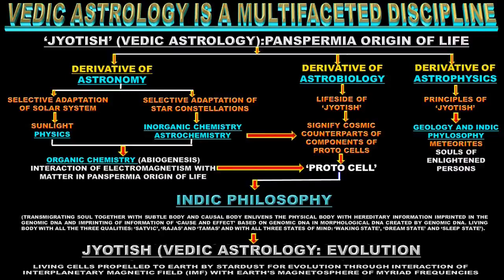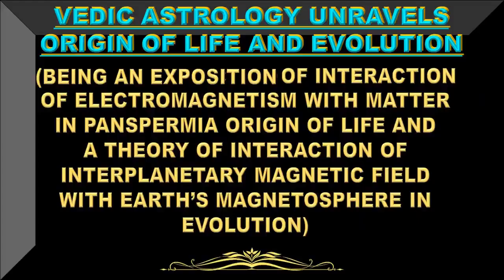Jyotish Vedic astrology for evolution. Living cells propelled to Earth by stardust for evolution through interaction of interplanetary magnetic field IMF with Earth's magnetosphere of myriad frequencies. Vedic astrology is an exposition of interaction of electromagnetism with matter in panspermia origin of life and a theory of interaction of interplanetary magnetic field with Earth's magnetosphere in evolution.